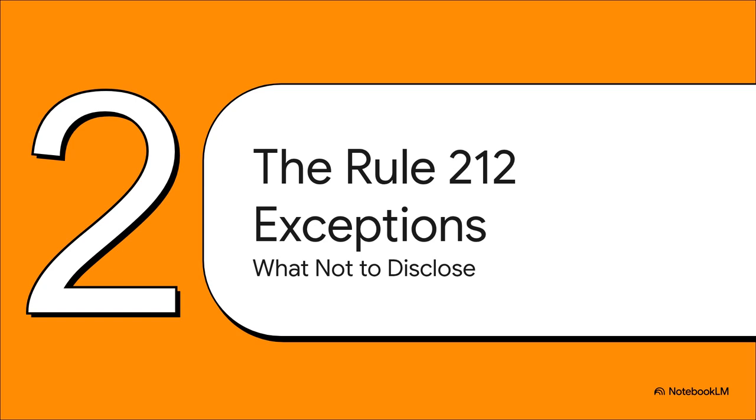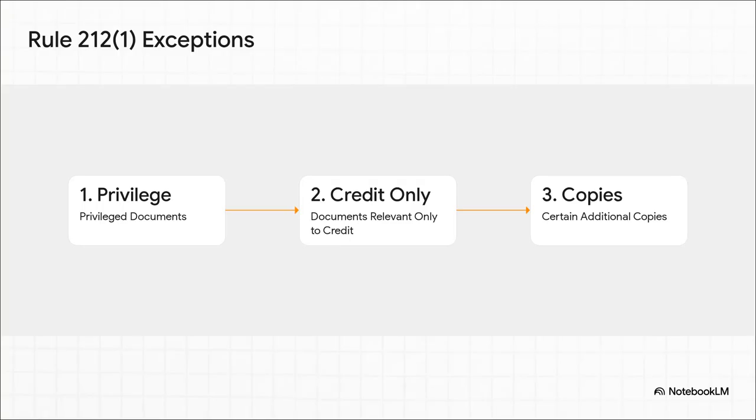And this is where our hero, Rule 212, steps onto the scene. Seriously, if you're studying for the exam, this rule needs to be your best friend. It gives you 3 very specific, very clear categories of documents that you do not have to disclose. So here they are, straight from Rule 212, Subrule 1. Think of them as your 3 main get-out-of-disclosure-free cards.